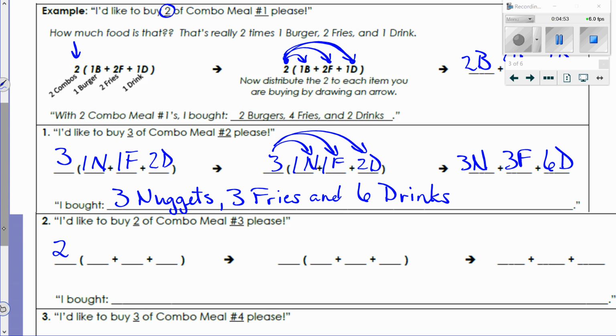So now combo meal number 3, what do I have in there? I have 2 burgers. I have 1 fry. And I have 2 drinks. Okay? So I'm buying 2 of the meal. I've got 2 burgers, a fry, 2 drinks. How much work is this to draw those 3 arrows?